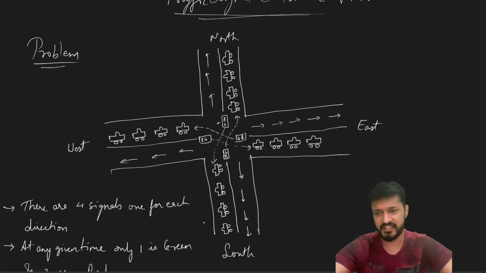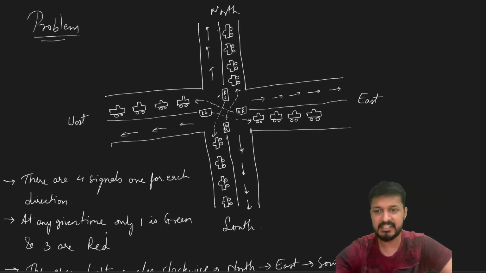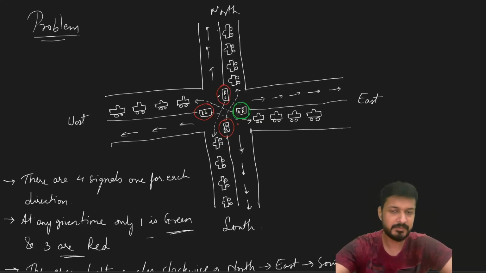Now what are the constraints? Constraints are there are four signals, one for each direction, we have seen already. At any given time, only one is green and three are red, right? To avoid collision, we need to do that, right? So if this signal is green, let me highlight it. If this is green, then remaining three signals will be red, right? Similarly, if this is green, then remaining three signals will be red, right? So this is a typical four-way crossing.